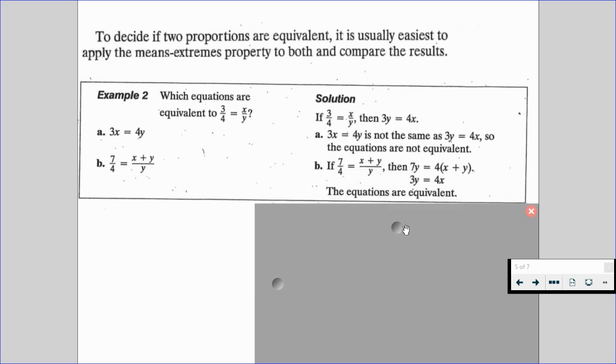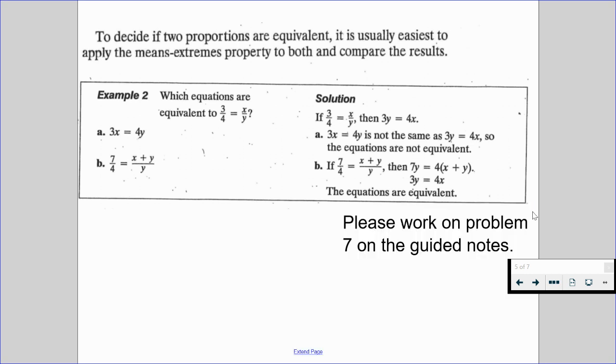For B, if 7 over 4 is equal to x plus y over y, then 7y is equal to 4 times the quantity x plus y. As we distribute the 4, we get 4x plus 4y. Take away 4y on both sides, and we end up with 3y equaling 4x. So those equations are indeed equivalent. With this in mind, please work on problem number 7 on the guided notes and resume when you're ready to move forward.